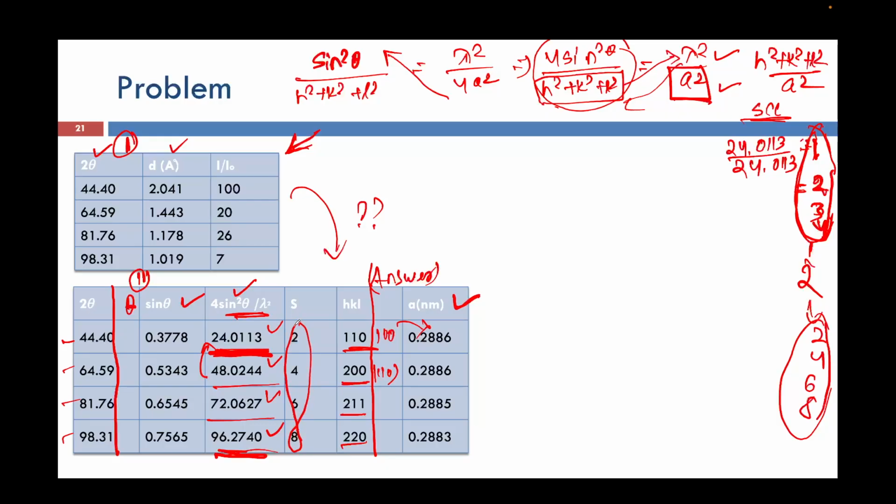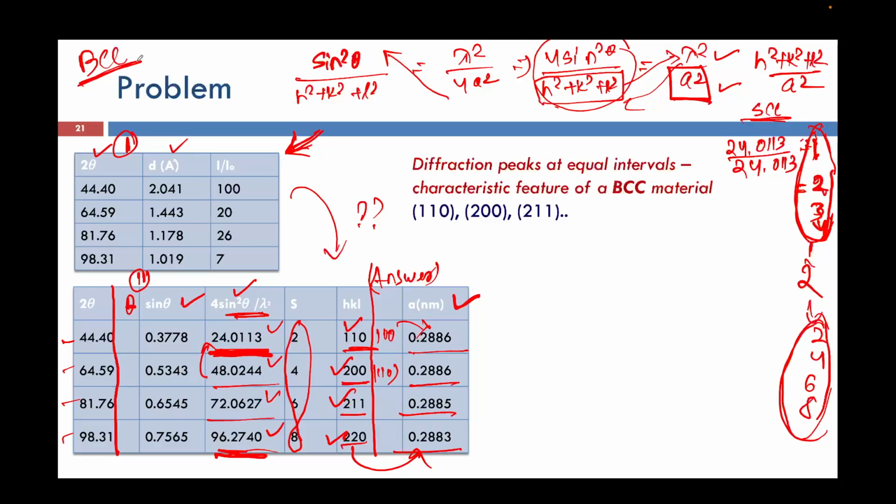Now according to the 2, 4, 6, 8 sequence, when I assign my HKL values 110, 200, 211, 220 and then calculate my lattice parameter A, you can see the A values are almost constant. That means the simple cubic which you were earlier getting from this table is not the correct one. The 2, 4, 6, 8 sequence means the reflections come from a BCC crystal structure. So this is how you do all this indexing.